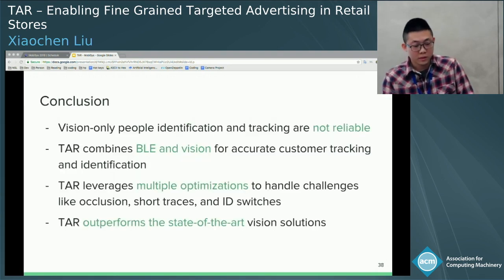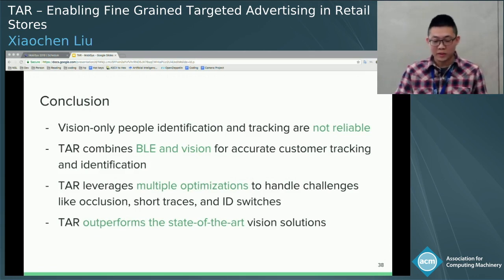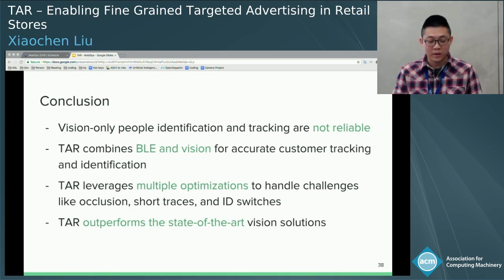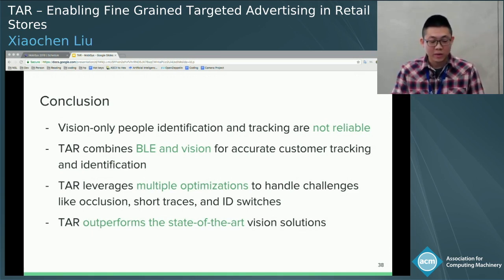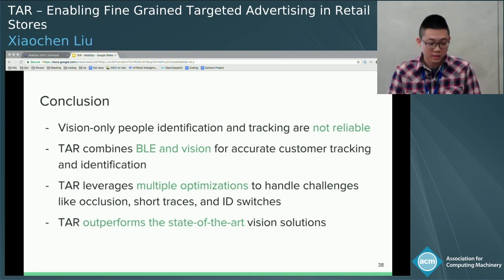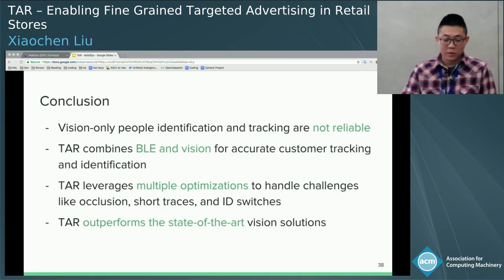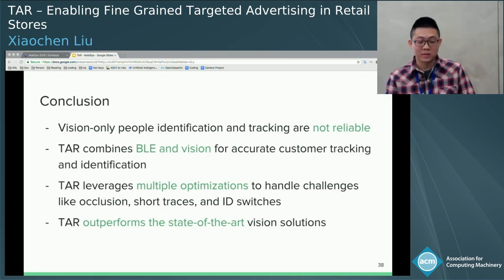In conclusion, vision-only people identification and tracking are not reliable. TAR combines BLE and vision for accurate people tracking and identification. We have multiple optimizations to handle challenges like occlusion, short traces, and ID collisions. In the test, we show that TAR outperforms the state-of-the-art vision solutions.